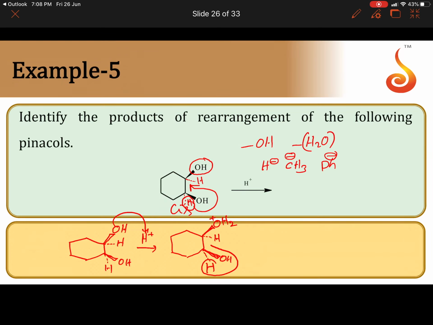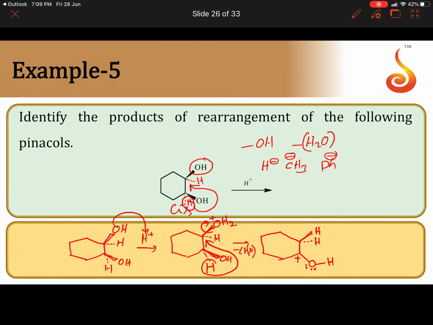H minus comes out and attacks at the electrophilic carbon which is holding the oxonium ion. So that carbon pushes the electron pair onto the oxonium ion. Then a carbocation is formed newly, which is more and more stable because of the conjugation between the lone pair of the oxygen and the positive charge of the carbon. H2O here is eliminated. Two hydrogens are attached. So this is a stable carbocation. This is called pinacol-pinacolone rearrangement.